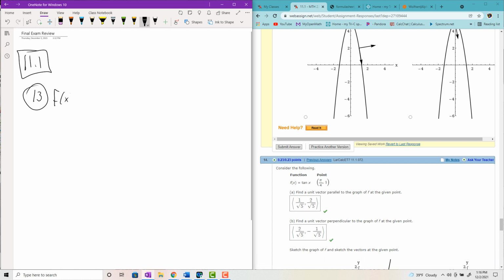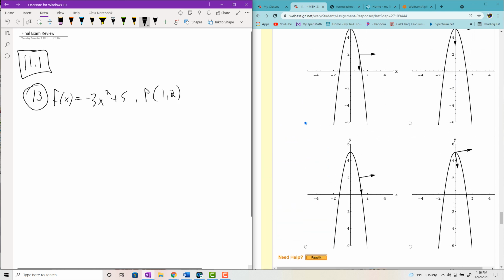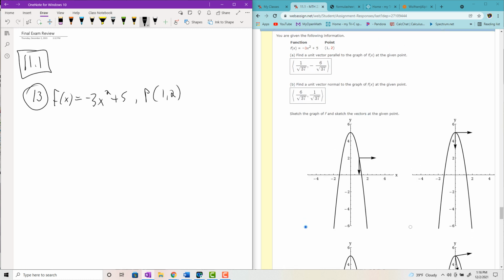Okay. So f of x is negative 3x squared plus 5. They're giving us a point, I'll call it P at 1, 2. They want you to figure out a unit vector parallel to the graph at the given point. So first, part A, I'm going to need the derivative, because the derivative represents the slope of the tangent to the curve.